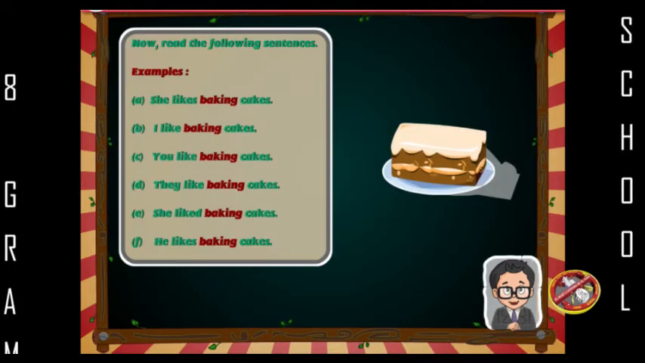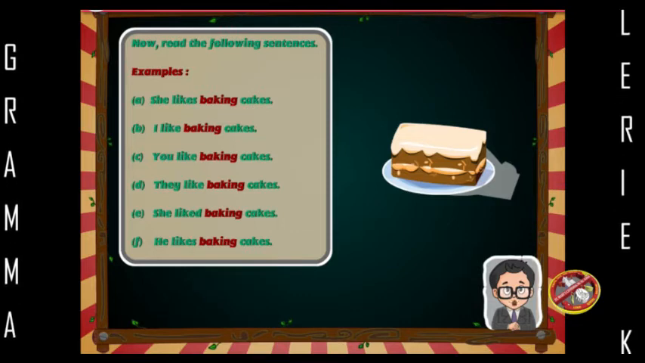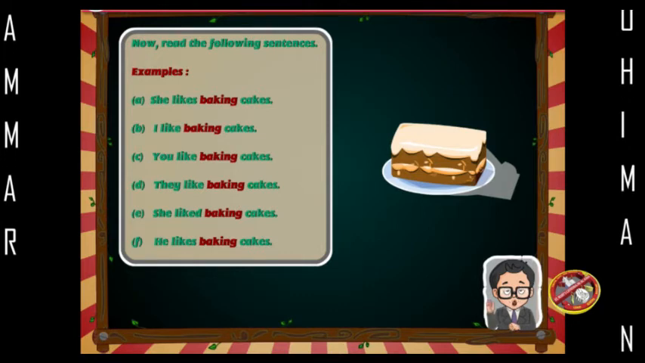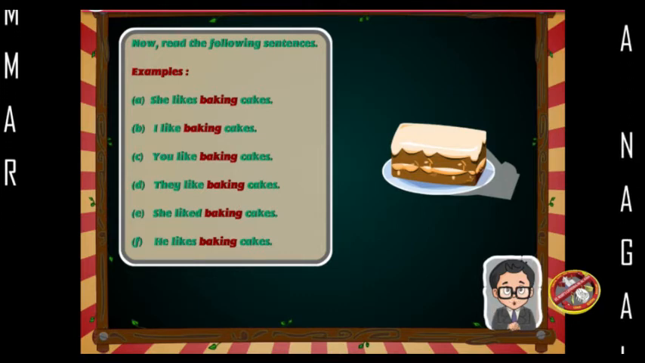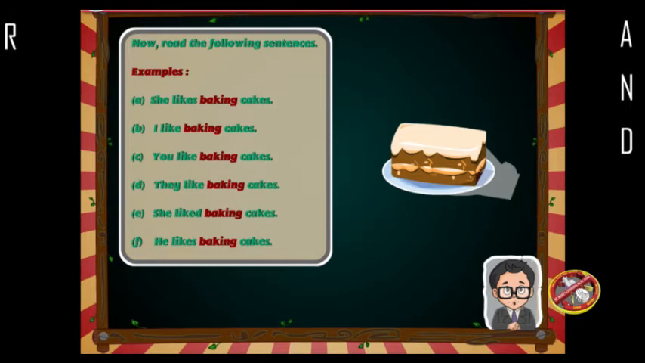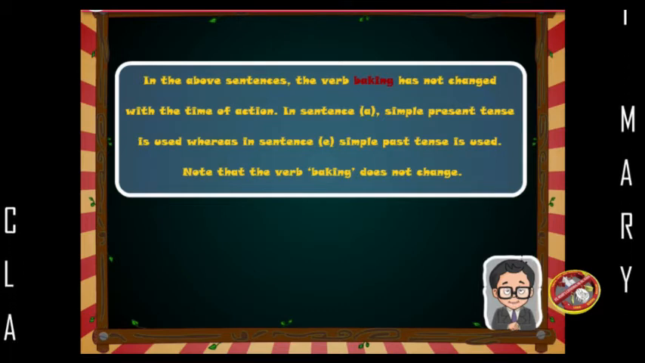Now, read the following sentences. Examples. She likes baking cakes. I like baking cakes. You like baking cakes. They like baking cakes. She liked baking cakes. He likes baking cakes. In the above sentences, the verb baking has not changed with the time of action.